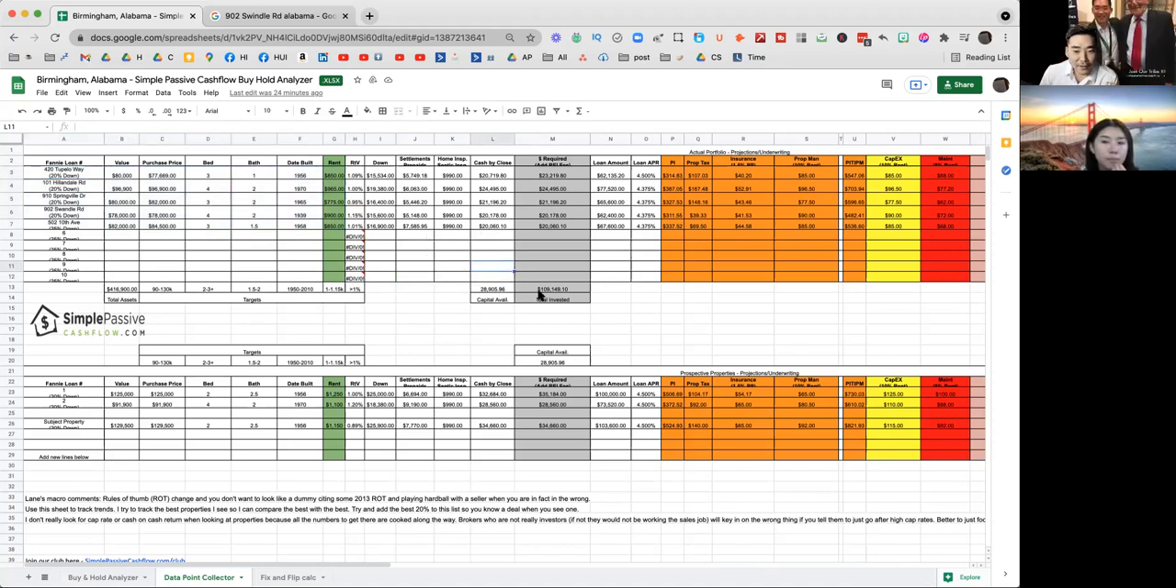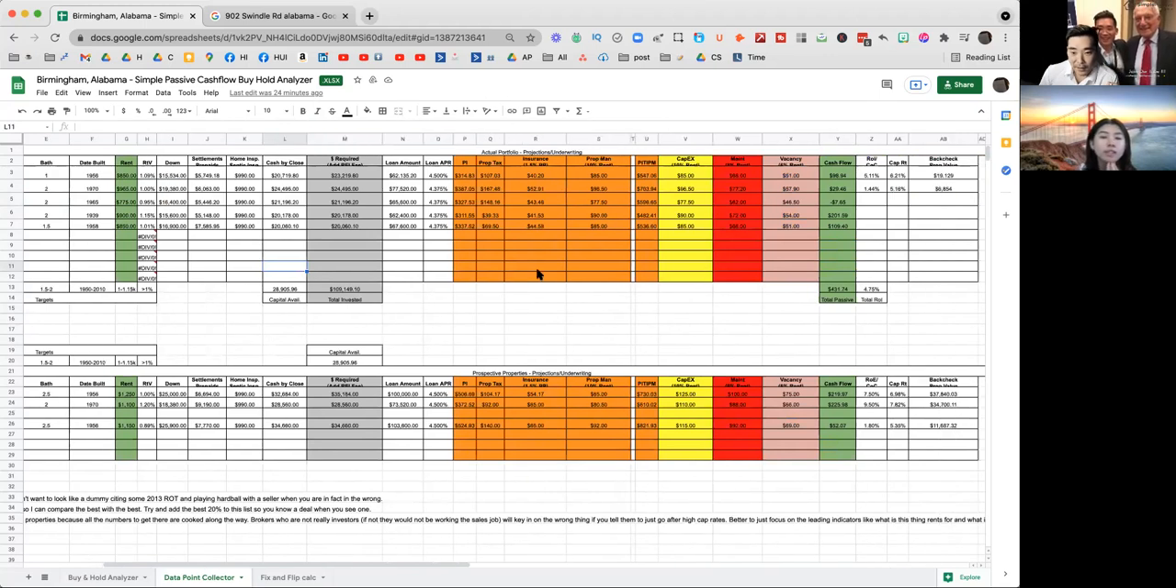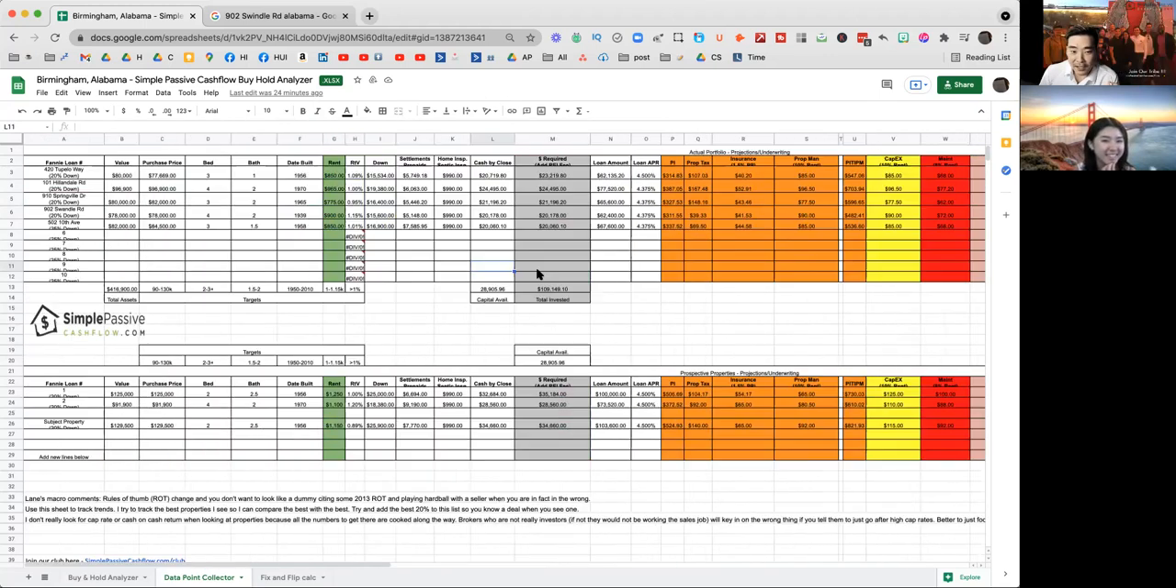Any other last questions on this? I'm just going to say no for now. Yeah, I think you just got to move through the process. This is where you have to just do the work, right? You've got to find properties and put them into the analyzer. Even though these properties may or may not be good properties to buy, you just got to do the work, go through the exercise, and start to learn the process.